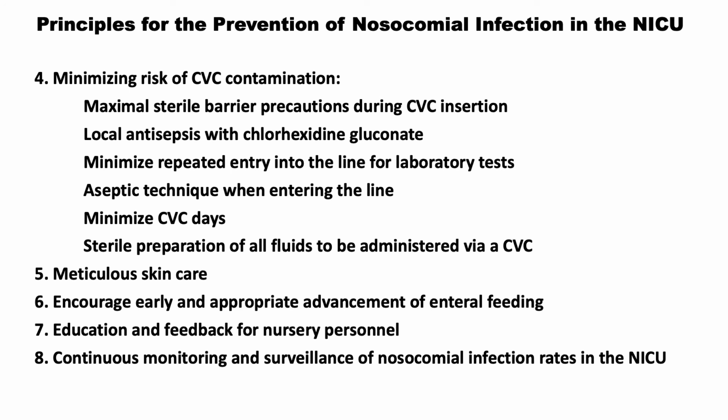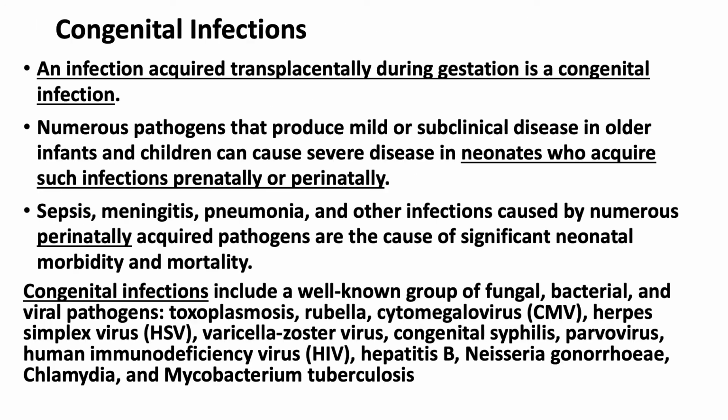Education and feedback for the nursery personnel, and continuous monitoring and surveillance of the nosocomial infection rate in the NICU, the rate, the type of the organism, and the sensitivity of antibiotics to each organism. We just talk in summary about congenital infections because the details are given already by Assistant Professor Dr. Hassanin Ghali. So infection acquired transplacentally during gestation is called congenital infection. Numerous pathogens that produce mild or subclinical disease in older infants and children can cause severe disease in neonates who acquire such infections prenatally or perinatally.